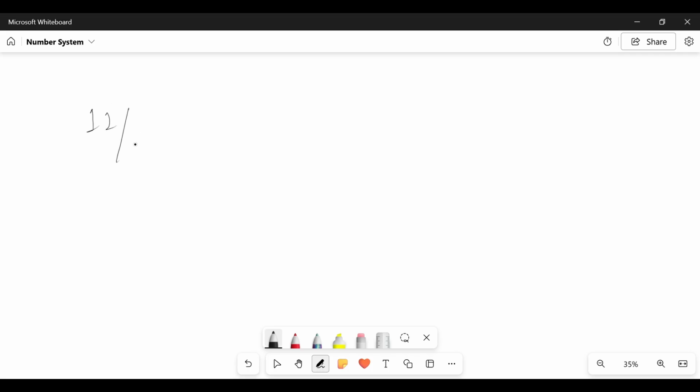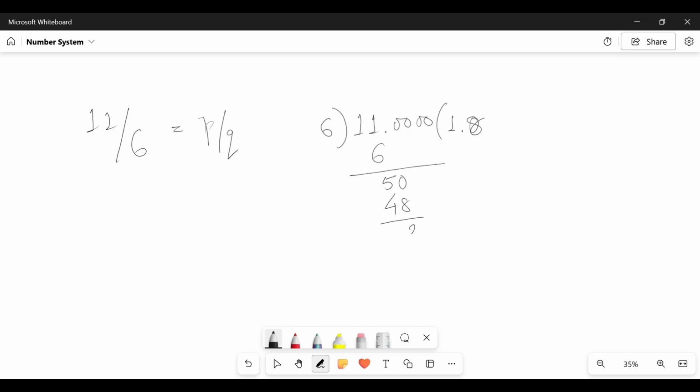So consider a scenario where you want to divide 11 by 6. This obviously is a rational number because it's in the format of P by Q. Now how do we find the decimal format of this? Let's do a simple division. When we divide this by 6, we have 1, with a remainder of 5. Now 5 is no more divisible by 6, so we place a decimal. After placing the decimal, we take an 8, and what we get is 48. Now for the remainder 2, we take 0 again, and this keeps on repeating itself.